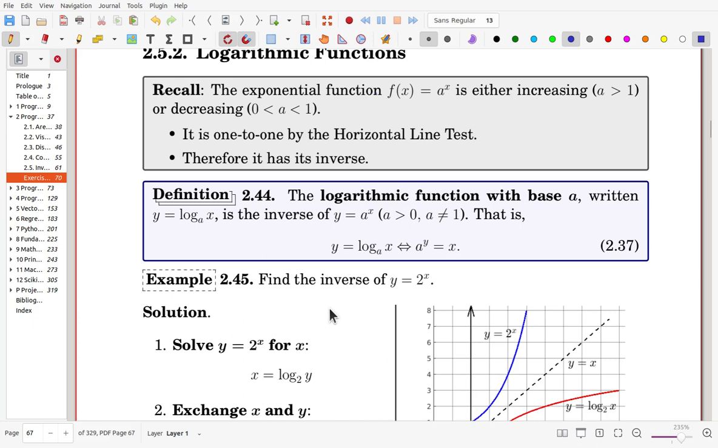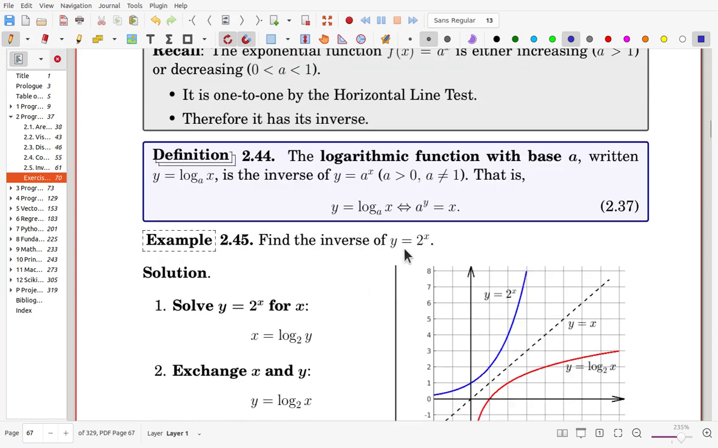Find the inverse of y equals 2 to the x. To find the inverse of the function, you have to solve the equation for x. That is the first step. And secondly, you can exchange x and y. However, if you try to solve the equation for x, it is impossible. So we may introduce the notation log, and we can write in this way.